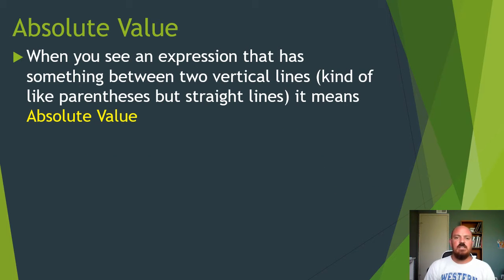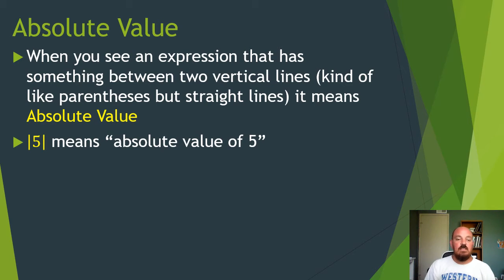And let's talk about the notation first. Sometimes in a math problem, you see something that looks kind of like parentheses, but it's not parentheses. It's two perfectly vertical lines like that. What that means is absolute value. So right there, there's an example. If you see the number 5, and it has those two perfectly vertical lines around it, that means the absolute value of 5.